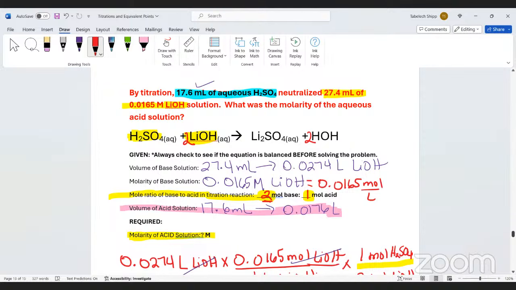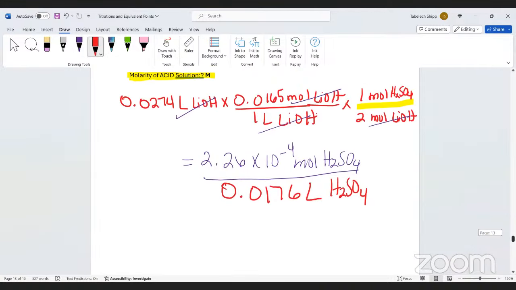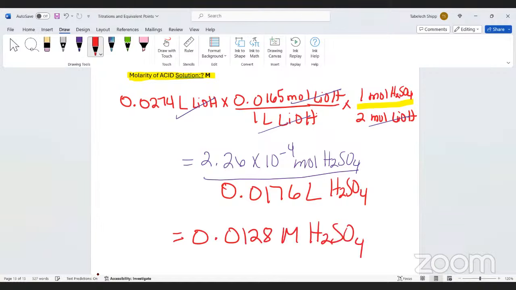Yeah, and I'll go back and hit you up on that one, Eric. So after I finish this one, I'll go back and answer your question. So we're going to take that number and divide that by 0.0176, and we end up with 0.0128 molarity of H2SO4. Okay.